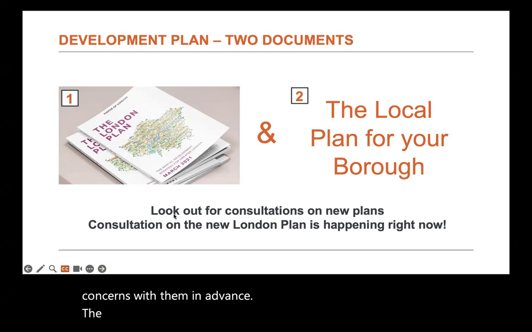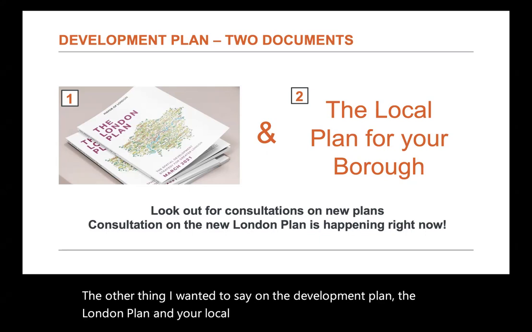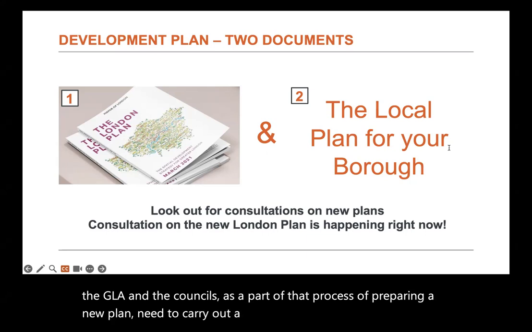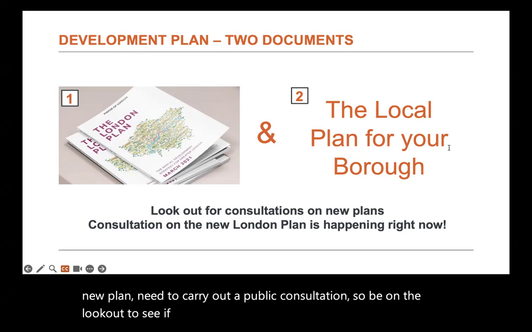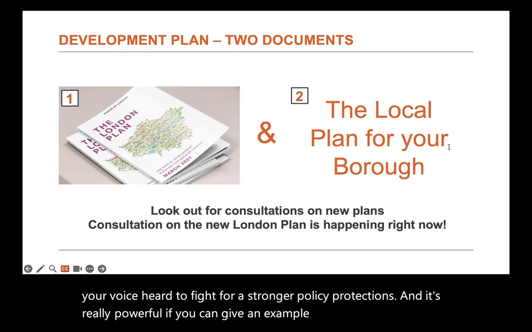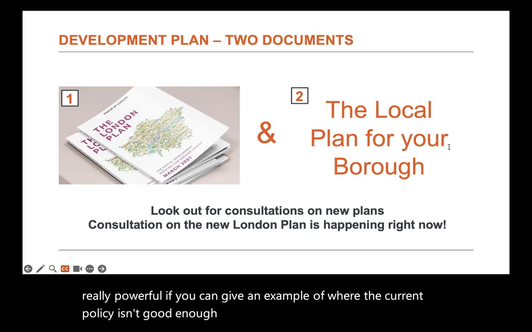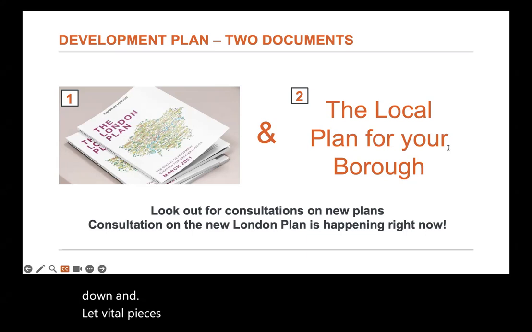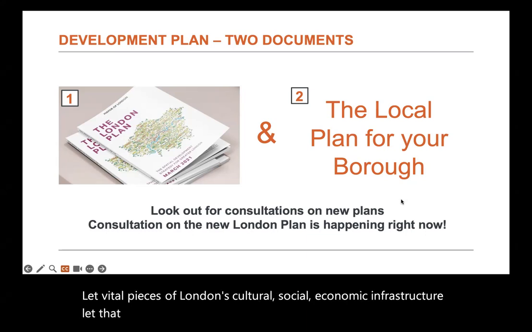The other thing I wanted to say on the development plan, the London plan and your local plan, these change every few years. And the GLA and the councils, as a part of that process of preparing a new plan, need to carry out a public consultation. So be on the lookout to see if your local plan is changing and make sure you get your voice heard to fight for stronger policy protections. And it's really powerful if you can give an example of where the current policy isn't good enough and has let you down or let your market down, and let vital pieces of London's cultural, social, economic infrastructure down. You might be able to influence policy.